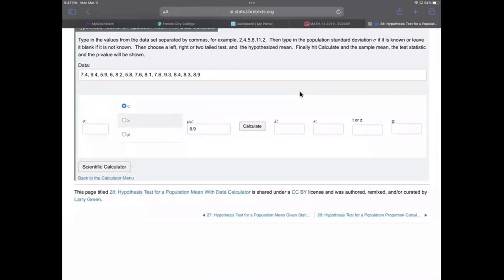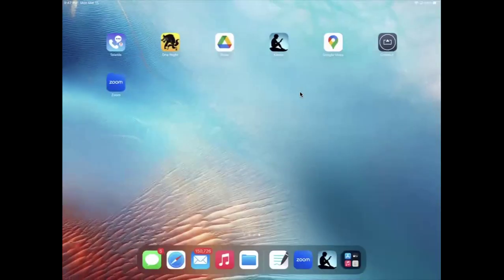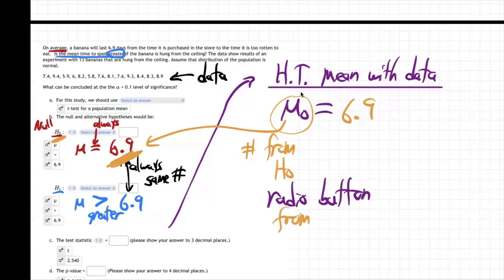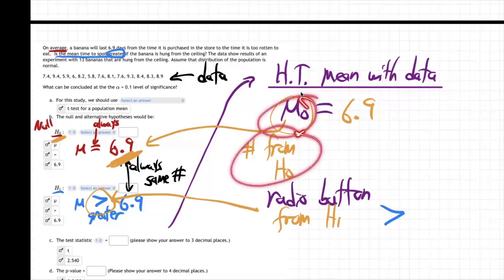Oh, and you've got to do the radio button. Let's go back. Which way was the radio button? I should have done that. So with the radio button, that's always from H1. You just grab whatever H1 has. Greater. So that's going to be greater. It's the same as H1. So the mu zero is always from H0, and the radio button is always from H1. So it's going to be greater.